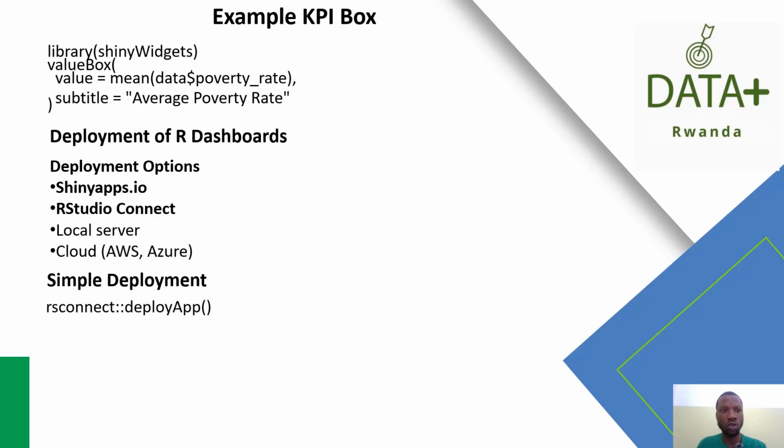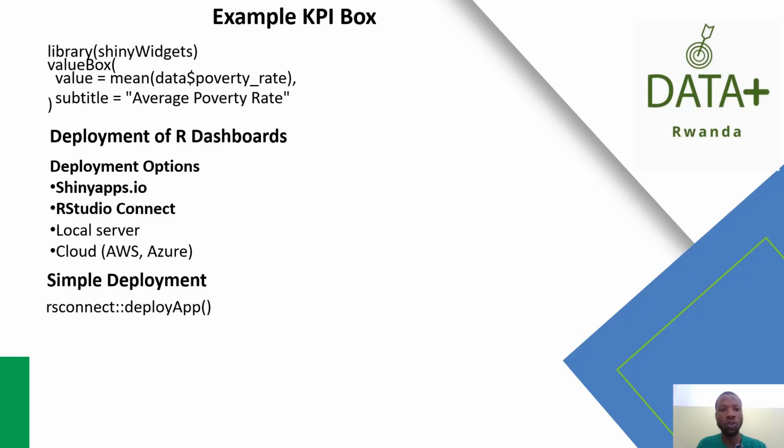And also the library that is going to help us have the KPI box is shinyWidgets, and this is the library that is going to help us. Let's say, for example, we want a box of poverty rate, average poverty rate. That is what it is going to bring for us. shinyWidgets is the package that is going to help us add the card.